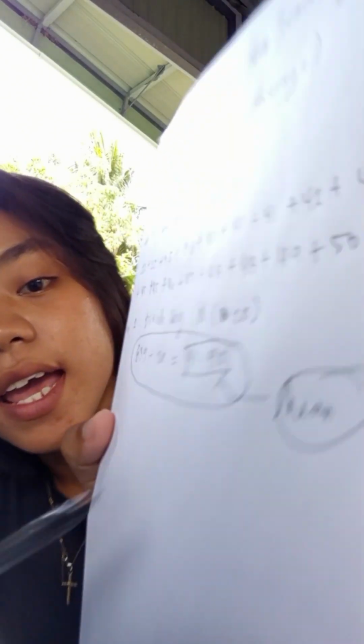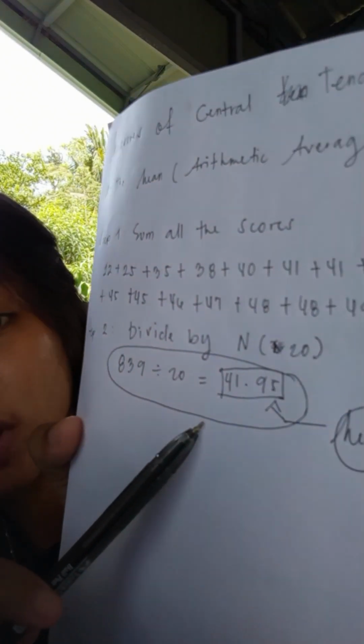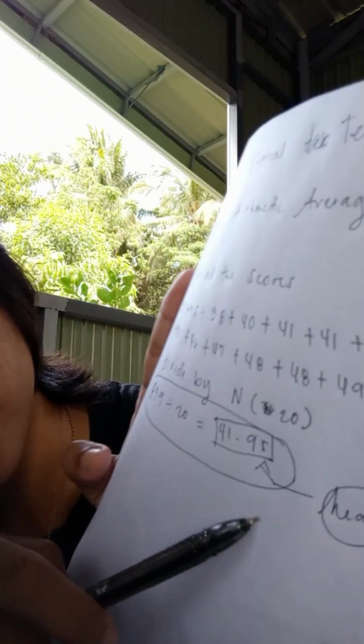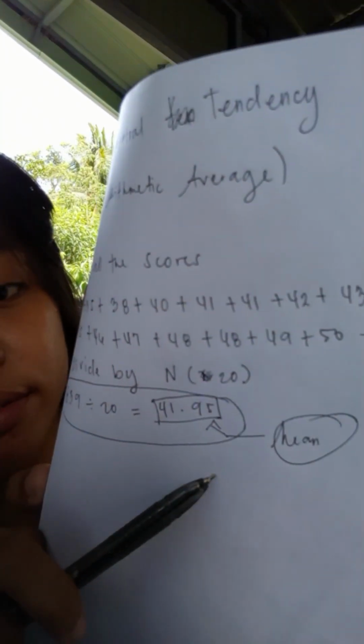839 divided by 20 is equal to 41.95. So we already have the mean. The mean is, again, 41.95. Since we are done with our arithmetic average, or the mean, we're done calculating the mean.